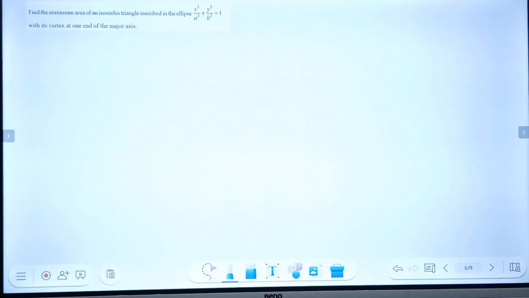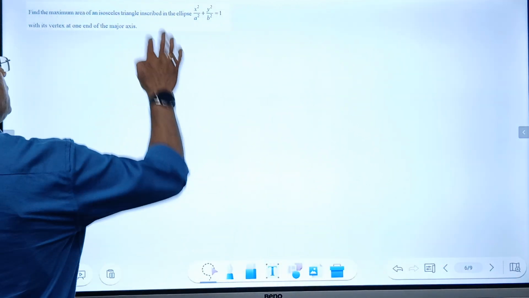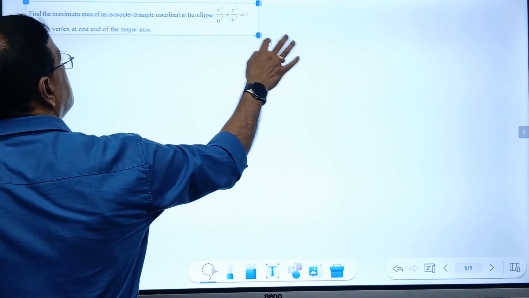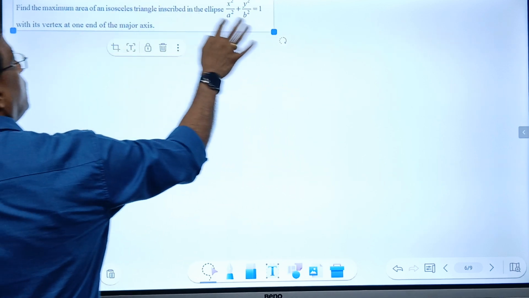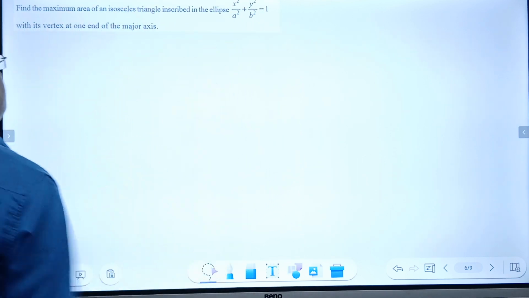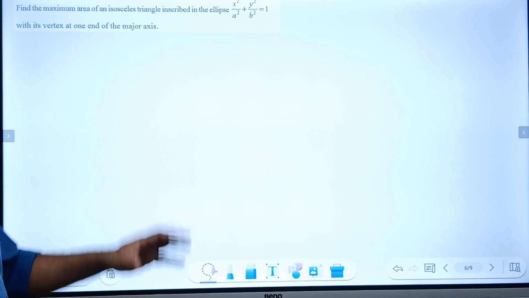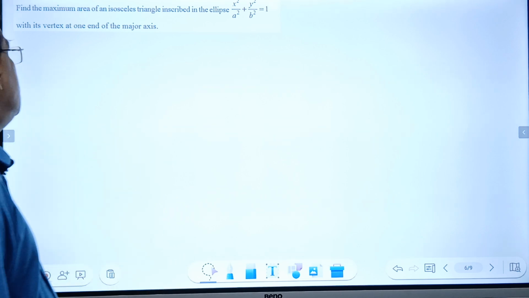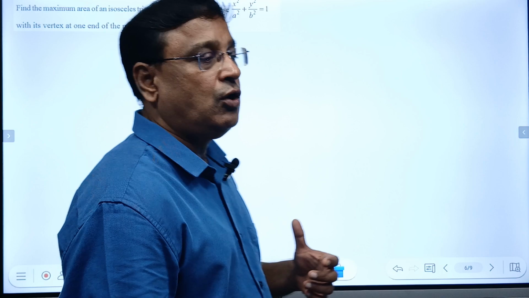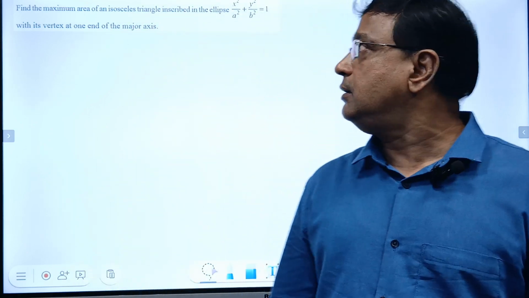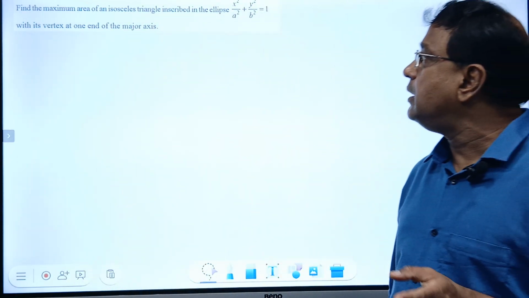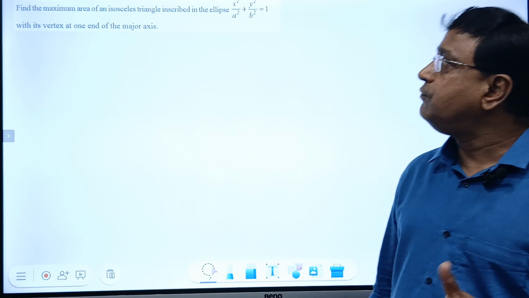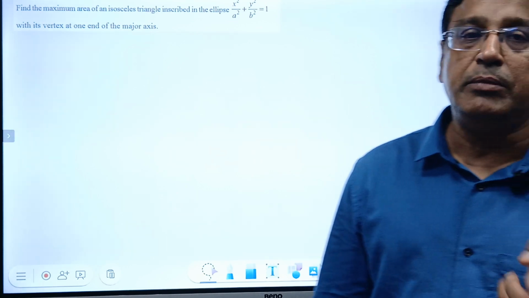Okay, now next go to the next question. This is also an equally very important question. Watch this carefully. Today these problems are lengthy and also difficult. Find the maximum area of an isosceles triangle that is inscribed in an ellipse with one of its vertices at one end of the major axis.